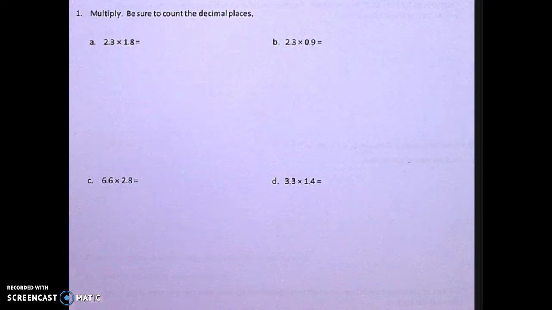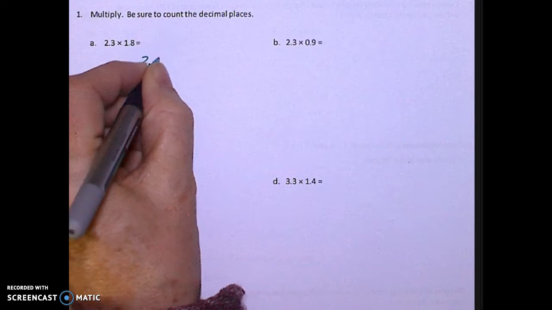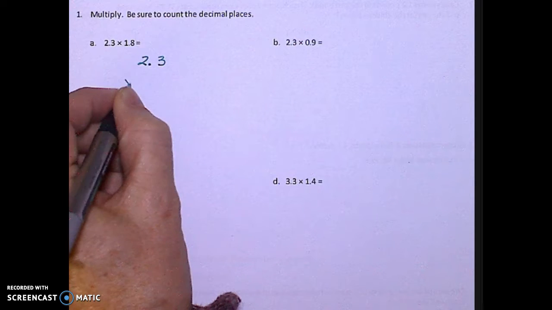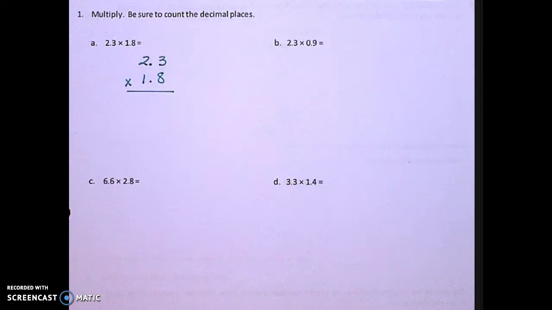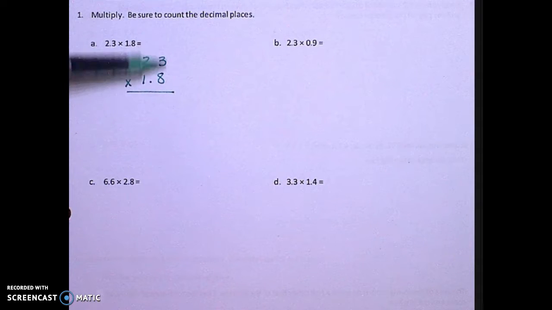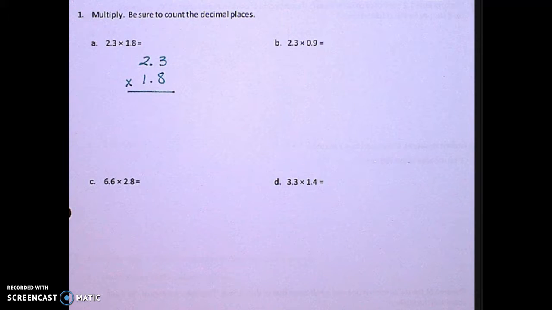We're working on multiplying decimals. So this is really just review. Let's write 2 3/10 times 1 8/10. Now it looks like I lined up the decimals, but actually when you multiply, you just line up the right numbers. It just so happens that the decimals lined up, but they don't have to.